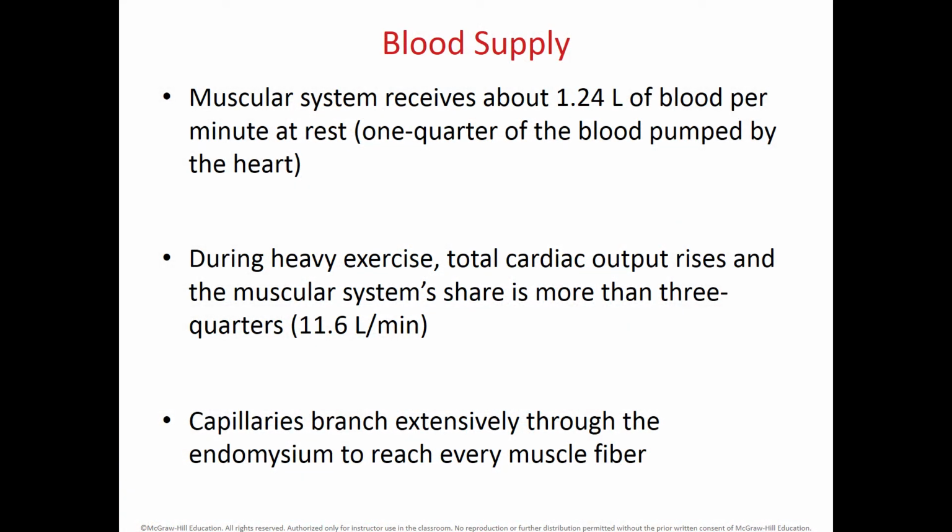The muscular system has a very heavy demand for energy obtained from ATP, as we said before, and thus it receives a generous flow of blood. This flow of blood is about 1.24 liters per minute at rest, and it represents 1/4 of the blood supply given by the heart. When we exercise heavily, our cardiac output, or the amount of blood supply that the heart provides to the body, increases, and the muscular system will share more than 3/4, or 11.6 liters per minute.